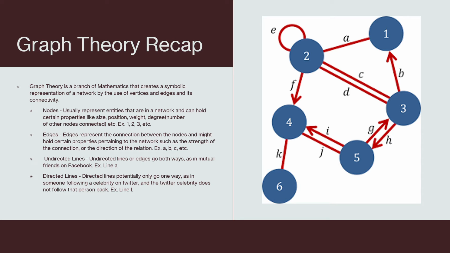Edges represent the connections between the nodes and might hold certain properties pertaining to the network, such as the strength of the connection or the direction of the relation. Examples of this would be A, B, and C to the right. Undirected lines, or edges, go both ways, as in mutual friends on Facebook. For example, that would be line A. And directed lines potentially only go one way, as in someone following a celebrity on Twitter and the Twitter celebrity does not follow that person back. For example, that would be line I to the right.